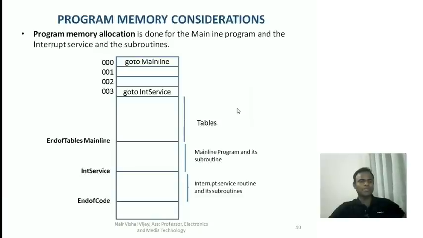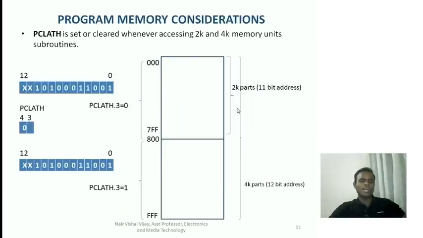Now the PC lath is actually a bit, and it is set or cleared whenever you're accessing a 2 kilobyte memory or a 4 kilobyte memory unit. As you can see, PC lath has 4 bits, so its fourth bit, the third bit index, is either set to 0 or set to 1, which makes a difference. That is, whether your microcontroller is accessing a 2 kilobyte memory or a 4 kilobyte memory. So that is what a PC lath bit is. It is cleared or set whenever you access 2 kilobyte or 4 kilobyte memory unit subroutines.